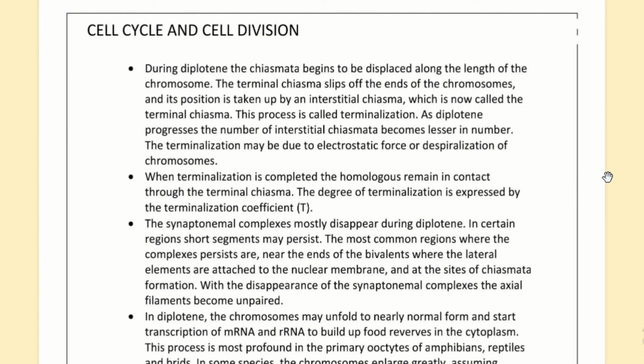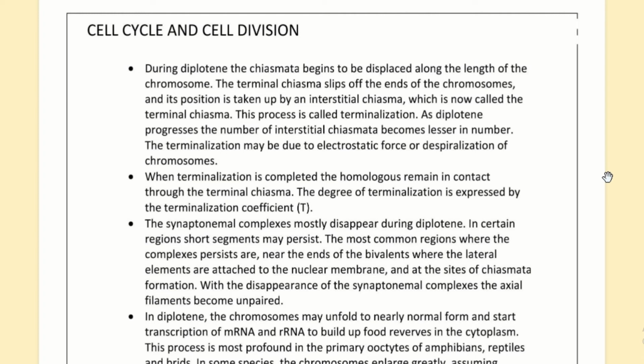During diplotene, the chiasmata begin to be displaced along the length of the chromosome. The terminal chiasma slips off the end of the chromosome and its position is taken up by the interstitial chiasma, which is now called the terminal chiasma. This process is called terminalization. As diplotene progresses, the number of interstitial chiasmata becomes lesser.